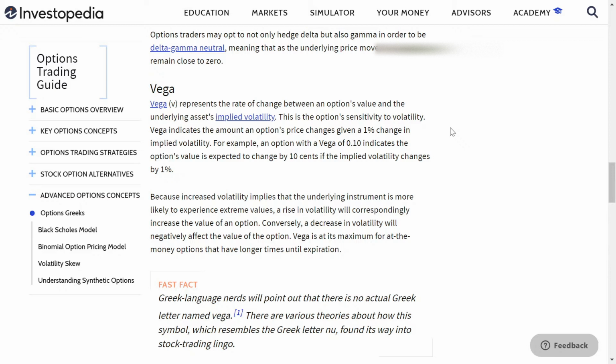Vega indicates the amount an option's price changes given a 1% change in implied volatility. So, for example, an option with a Vega of 0.10 indicates the option's value is expected to change by 10 cents if the implied volatility changes by 1%. So, obviously, Greek math here, Vega helps to give an idea of what the volatility might be moving towards in the days, the weeks, to months to come. If you're day trading, it could be important to watch, but I think it's more of a swing trader indicator than anything else.